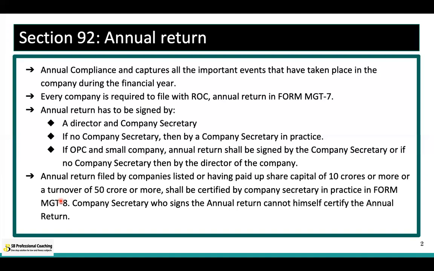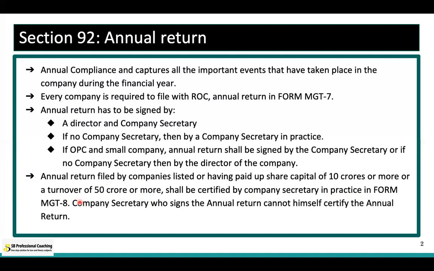Okay, very clear. So one is a listed company. Or if the company is not listed, but has a paid up share capital of 10 crores or more, or a turnover of 50 crores or more. So any company other than a listed company, that is an unlisted company, but which has share capital of 10 crores or more, or a turnover of 50 crores or more, in that case such company shall file a certificate from a company secretary in practice in form MGT 8.